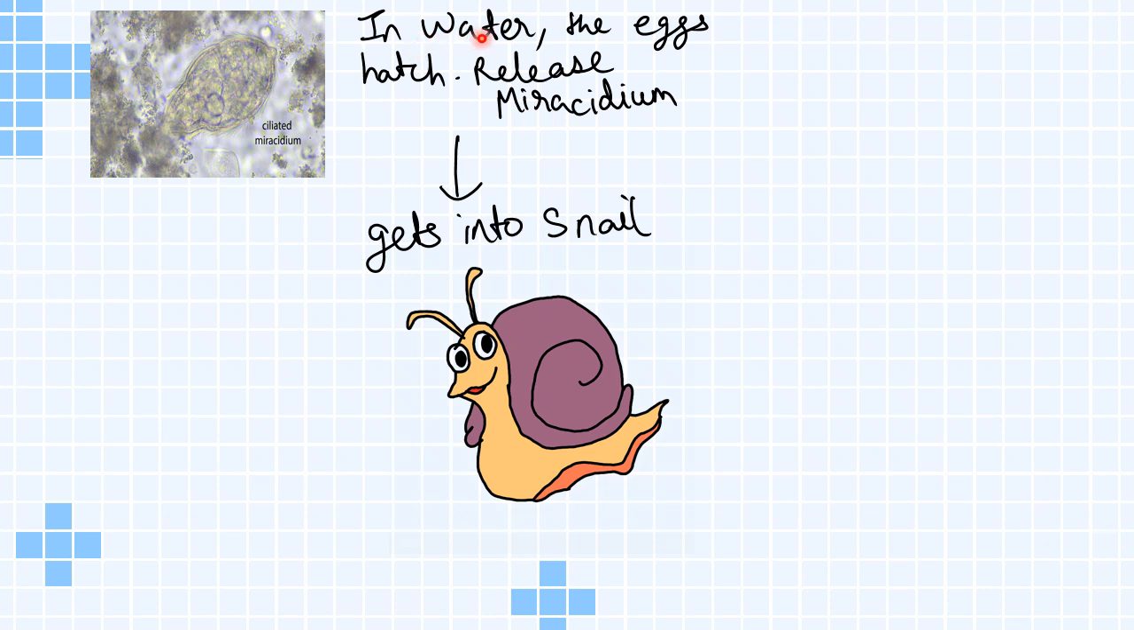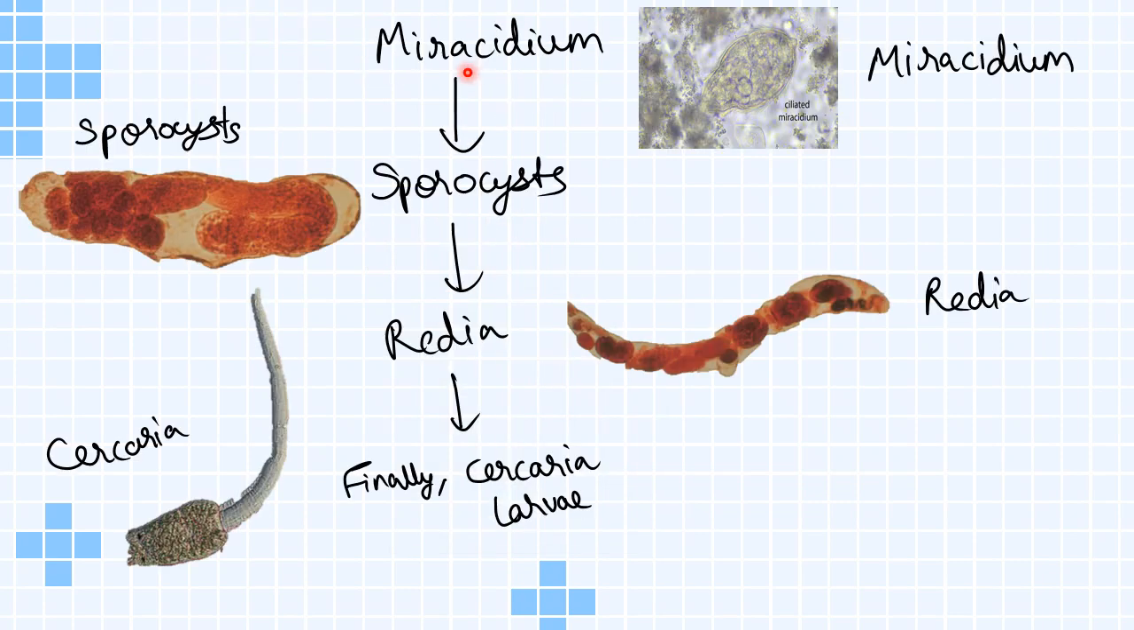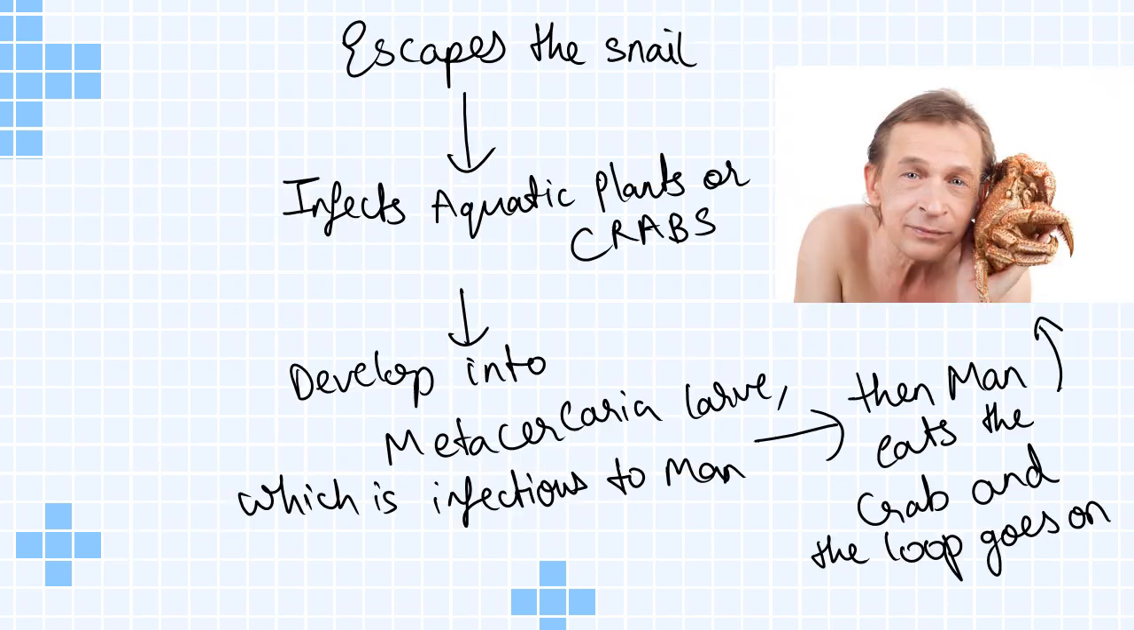In fresh water, the eggs hatch and release Miracidium. This free-swimming larva actively seeks out and penetrates freshwater snails. Inside the snail, further development occurs. Within the snail, Miracidium develops into Sporocyst, then into Redia, and finally into Cercaria. The Cercaria are then released from the snail. The Cercaria escapes the snail and then infects aquatic plants or crabs. Then it develops into Metacercaria larva, which is infectious to man. Then man eats the crab and the loop goes on.